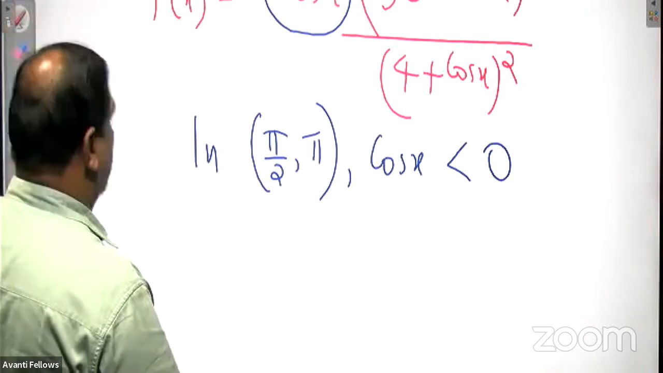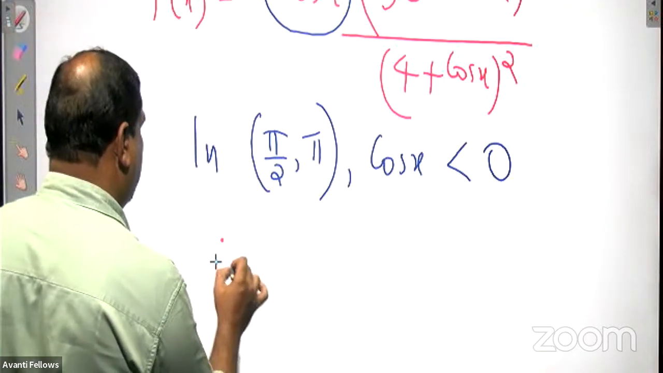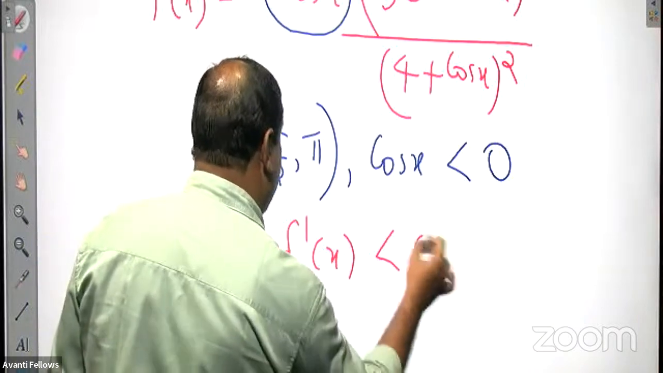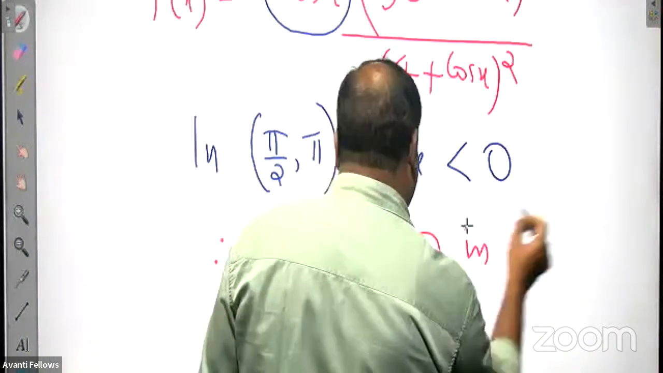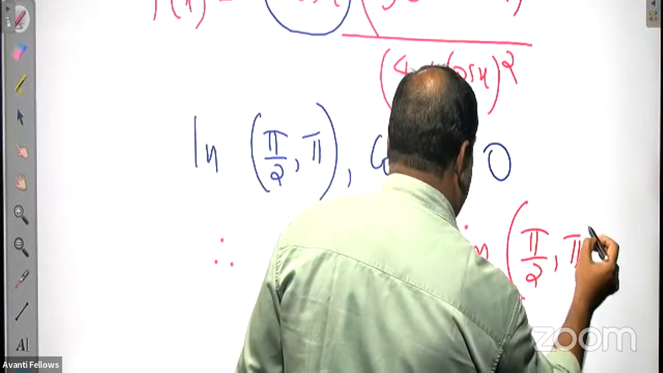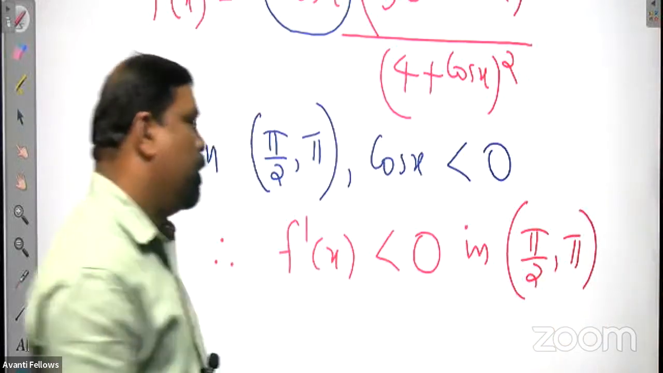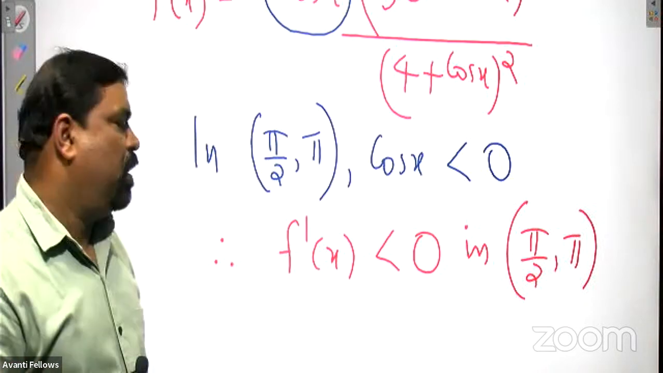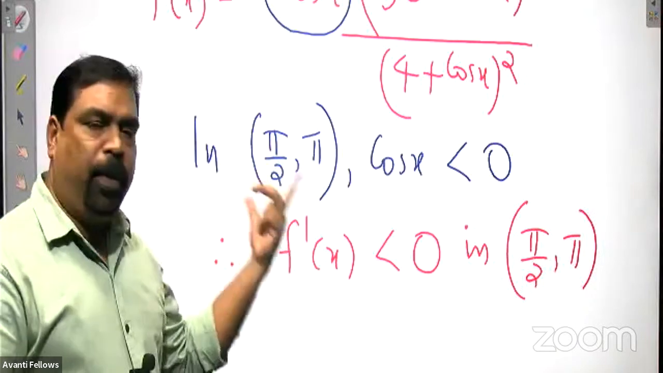Therefore, f dash x is less than 0 in the given interval pi by 2 to pi. So that means this function is strictly decreasing in this given interval pi by 2 to pi.